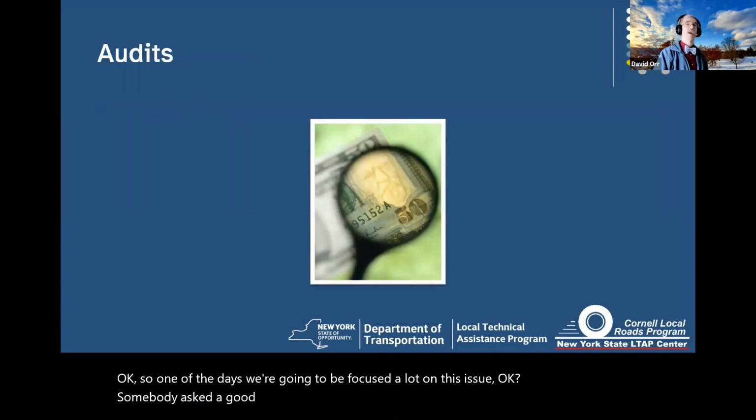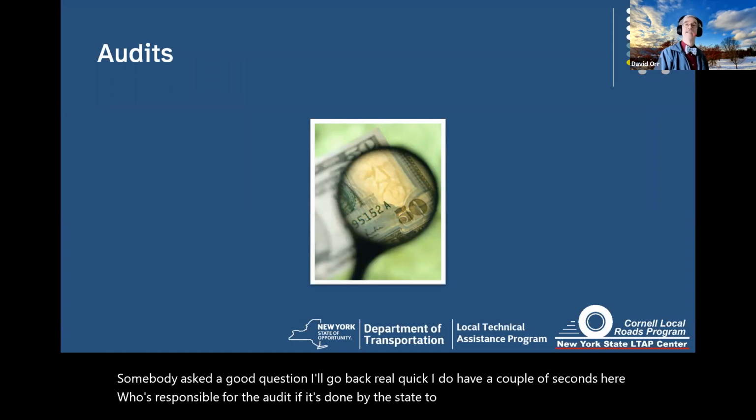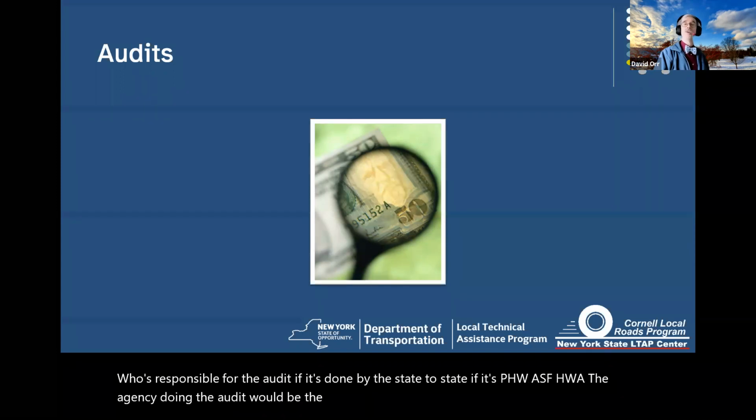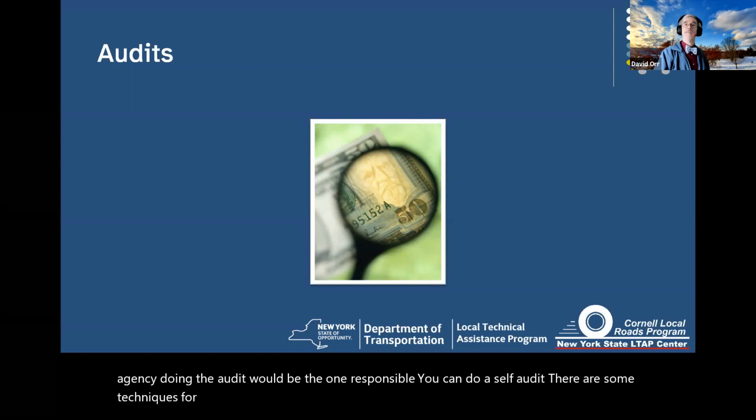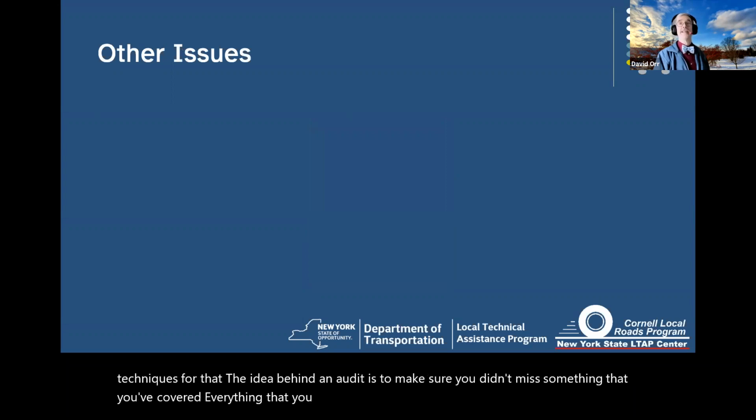Who's responsible for the audit? Well, if it's done by the state, it'd be the state. If it's FHWA, it's FHWA. The agency doing the audit would be the one responsible. You can do a self-audit. There are some techniques for that. The idea behind an audit is to make sure you didn't miss something, that you've covered everything, that you didn't miss. Somebody didn't get paid. Heck, that's actually a real common issue.